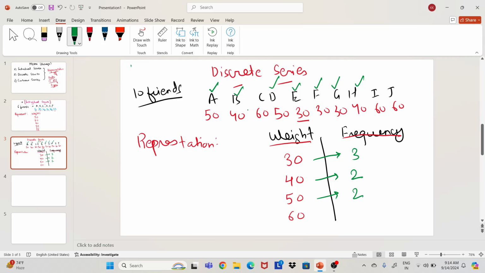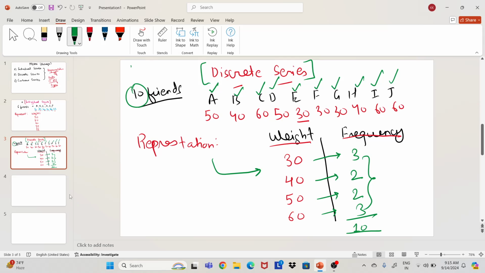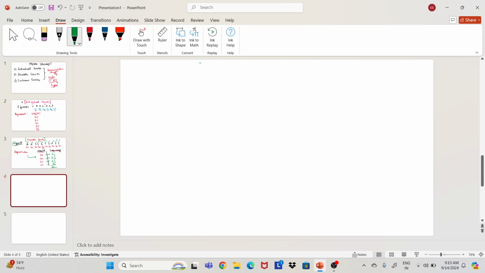And how many friends are there that have 60 as their weight? That is C, I and J, that is 3 friends. And you will figure out that the total of this frequency would again give us 10, because we are talking about 10 friends as a whole. So this is the representation of discrete series. Now let's move to the third type of series, that is continuous series.